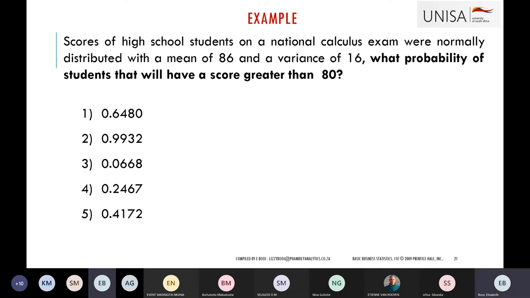Same question that we used previously. I guess you still have the Z values. So we know what the mean is. Mean is 86. We know that the standard deviation is the square root of your variance, and our variance is 16, so the square root of 16 is equal to 4. And we are looking for the probability of X greater than 80.